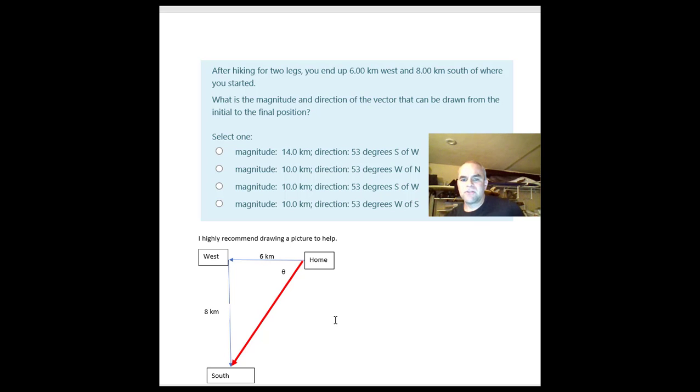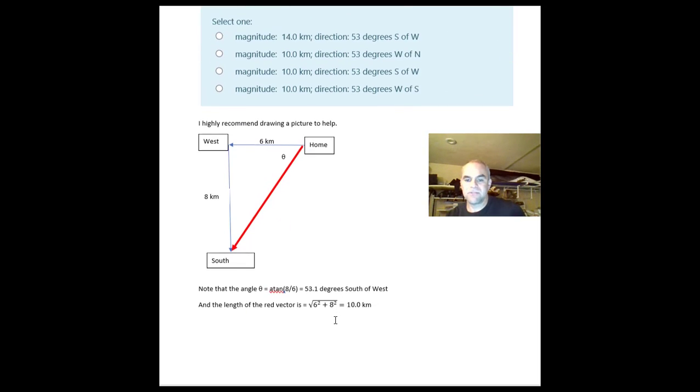That's how long the red arrow is there. And the angle I drew there is an angle that you can calculate. And if you found that one, you take the inverse tangent of the opposite side, which is 8 kilometers, divided by the adjacent side, which is 6 kilometers. And that inverse tangent is 53.1 degrees. So it's about 53 degrees. That would be considered south of west. So that's the answer to that one.